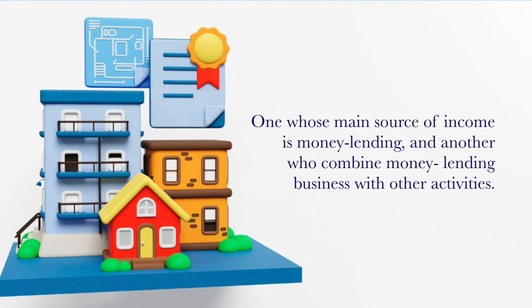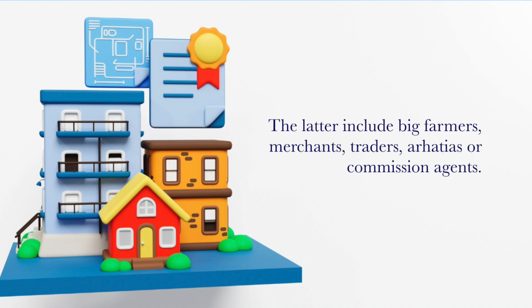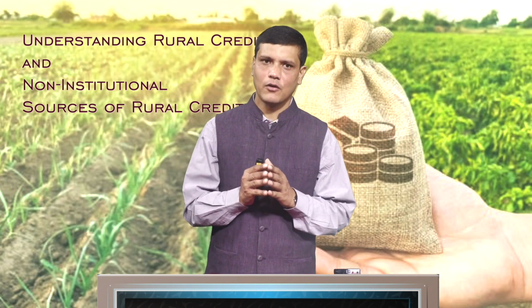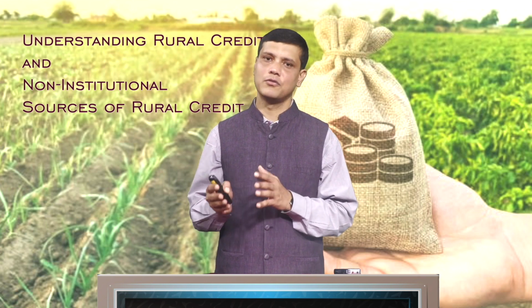One whose main source of income is moneylending, and the other who combines the moneylending business with other activities. The latter include big farmers, merchants, traders, or commission agents. They are known by different names such as Sahukars, Mahajan, Seth, or Baniyas. They are individual enterprises or family partnerships. Their method of operation differs almost from moneylender to moneylender.